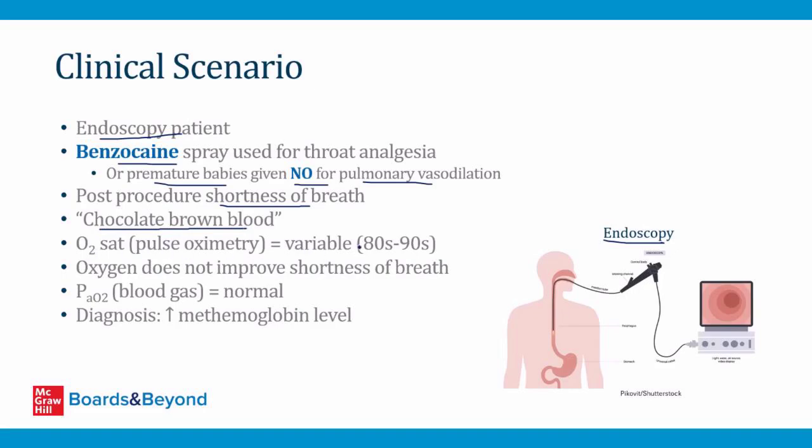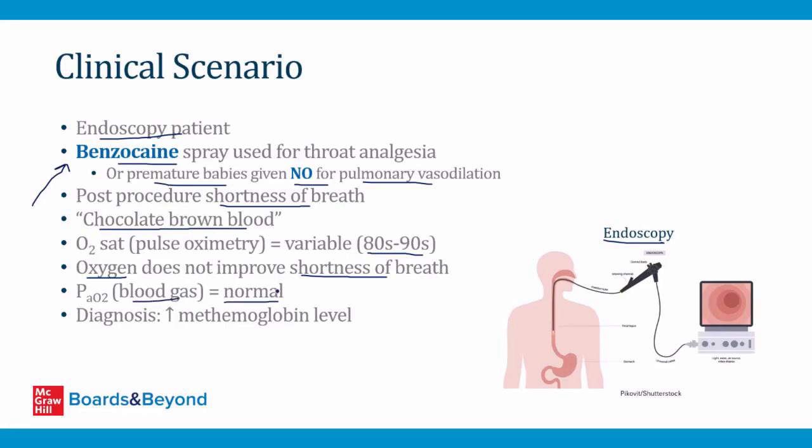It will often show some degree of hypoxemia in the 80s or 90s, but sometimes the oxygen level can appear normal, so you have to have a high degree of suspicion for this complication. And one of the most important clues to methemoglobin on board questions and in real life is that when you administer oxygen to the patient, they still feel short of breath. So if you're giving them lots and lots of oxygen, their pulse ox appears to be normal, but they're still saying they're short of breath, and they've been exposed to one of these drugs, that's when you should think of methemoglobinemia. If you do a blood gas and measure their PaO2, that's going to be normal.